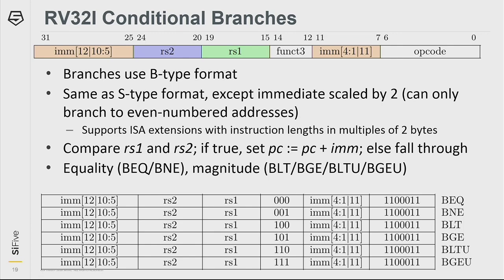And the reason why is because it doesn't really make sense to branch to odd-numbered addresses, because instructions in the base ISA are always exactly 4 bytes wide. And so you don't need to encode that 0 bit. So the branches have twice the displacement here. They can address up to plus or minus 4K instead of up to plus or minus 2K, as would be the case if you didn't do this.